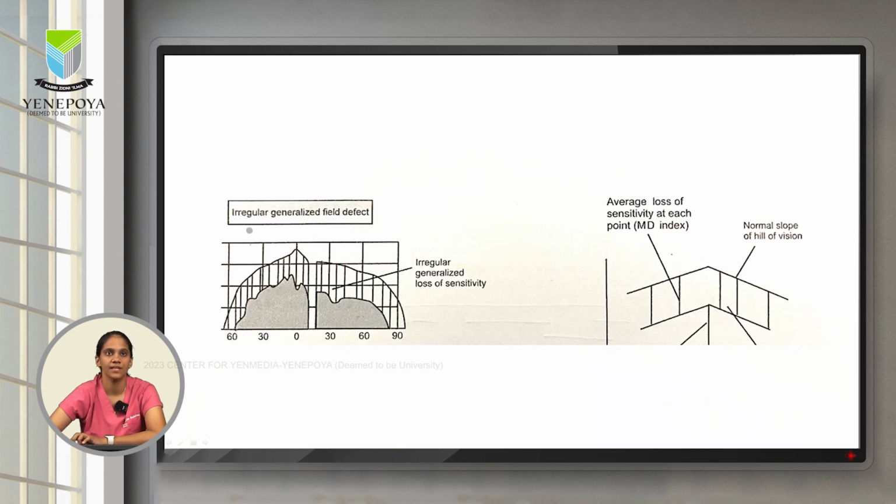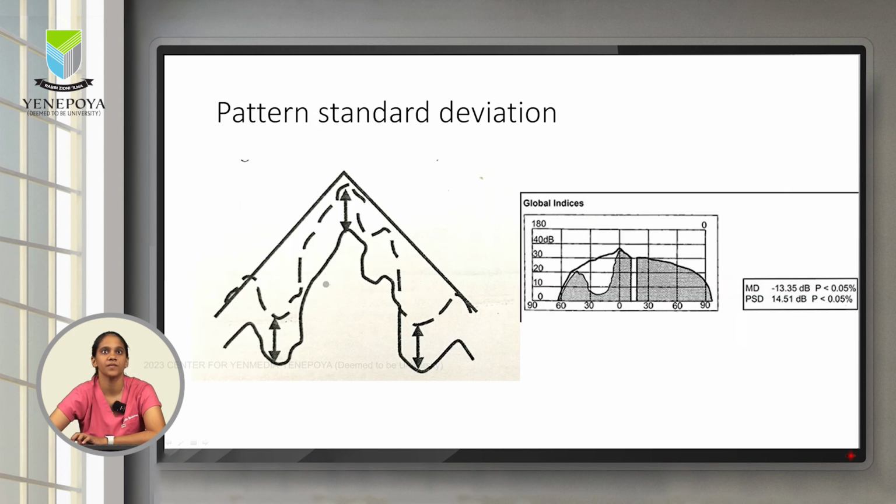This is an irregular generalized field defect. The hill has also fallen in height, and the type of fall is also very irregular. So, what do you measure when you want to measure how irregular the fall is? That is where your pattern standard deviation comes into play. That is going to measure how much the contour of the hill has changed throughout your test.